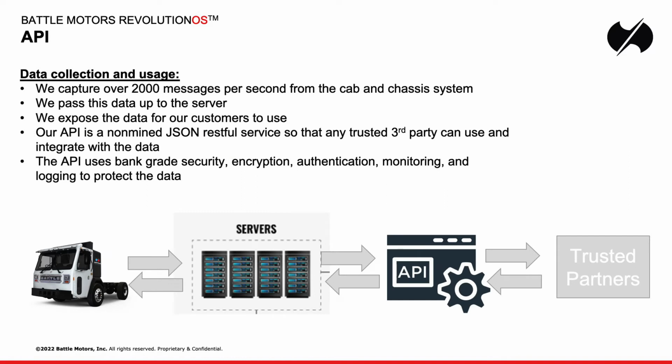We do have APIs, so third parties that we trust can actually get this data from the vehicles themselves. And so let's say one of our customers is using a different fleet management system. They can actually hook into our APIs and get the data directly from our servers to themselves. And so in this use case, you can see this is the trusted partner, right? So this third party can interface with these APIs to be able to get some of our customers' data.